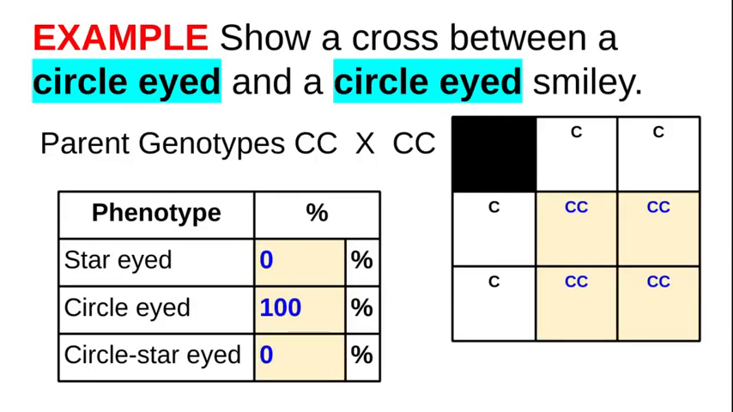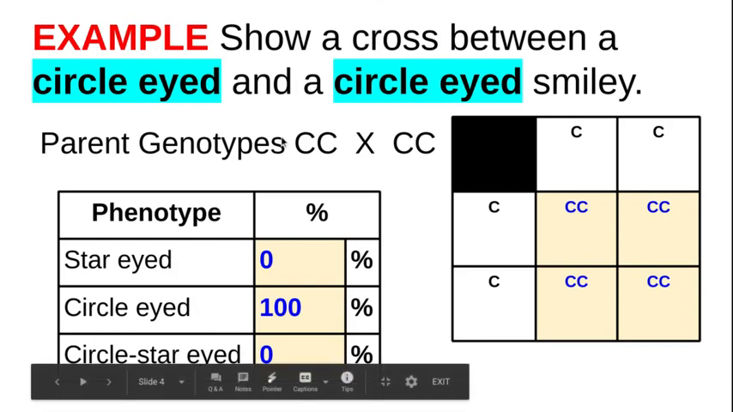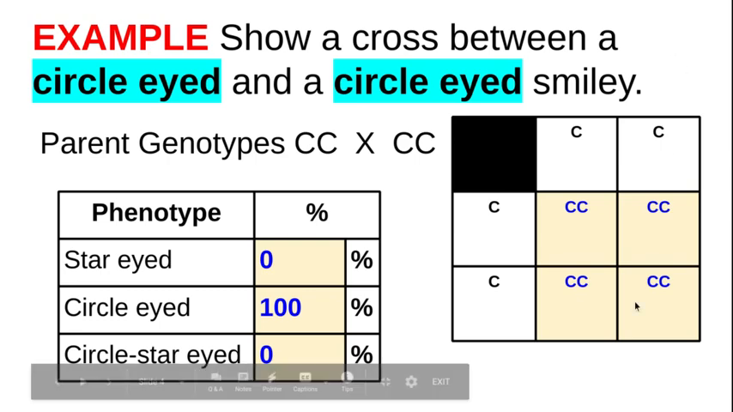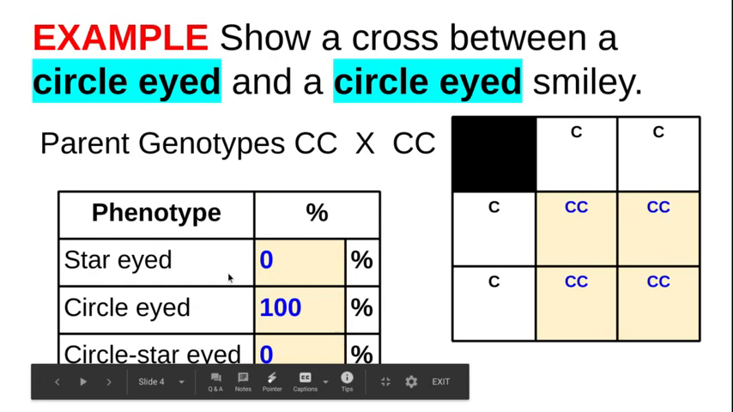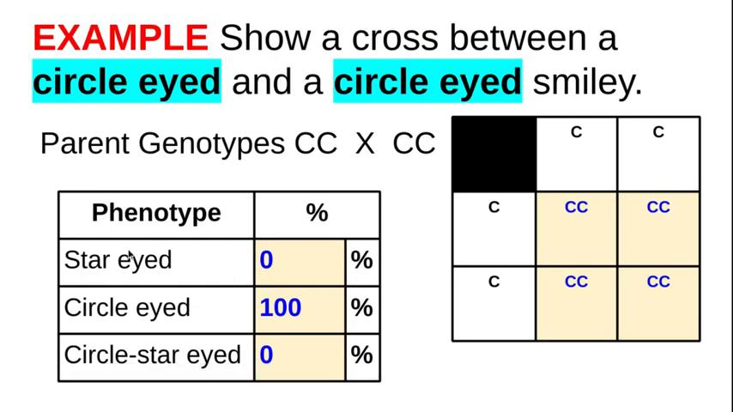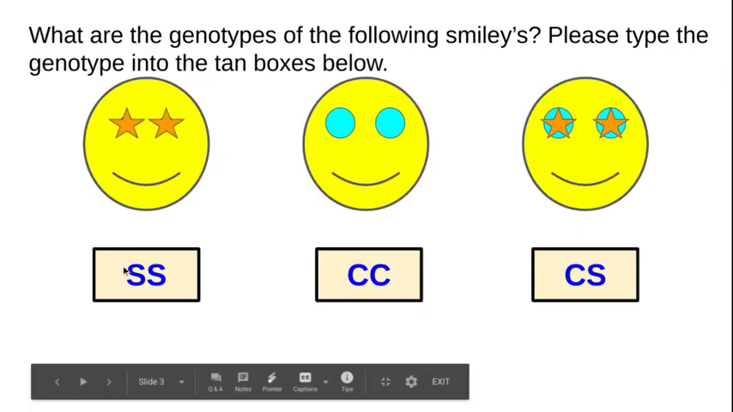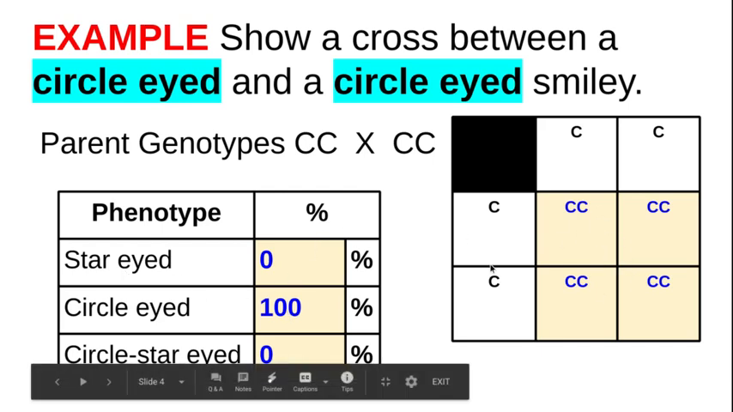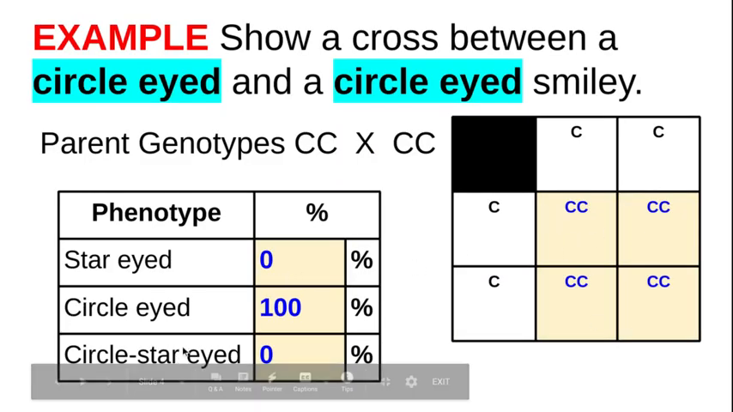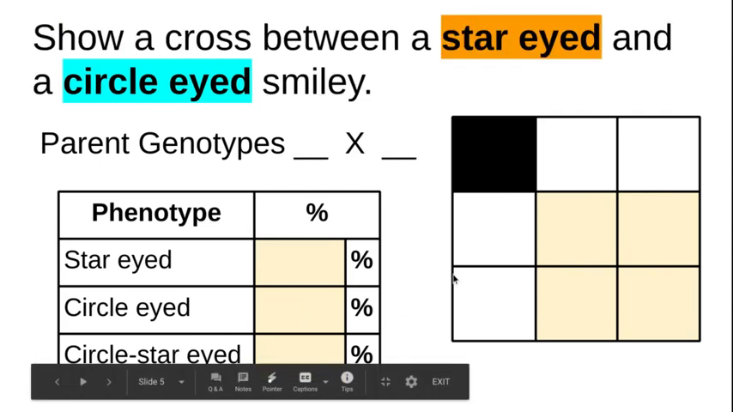Here's an example: show a cross between a circle-eyed and a circle-eyed. So I have 2 circle eyes here. Fill in my Punnett square, which the font was messed up, but it's still the same thing. And then I'm going to fill in my phenotype right here. Star-eyed has to be, if you look here, 2 S's. That's not there, so that's 0. Circle-eyed is 2 C's, and these are all 2 C's, so that's 100%. And then there's no star-eyed or circle star-eyed.